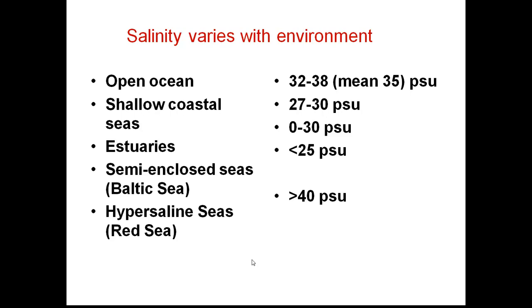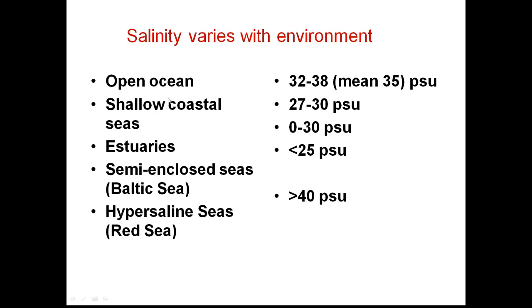And what we see is that salinity actually varies considerably around the world. And so in the open ocean, what we might expect to see is salinities that are somewhere in the range of 32 to 38 practical salinity units with a mean of about 35. So this is, I guess, what we usually think of when we think about the salinity of the ocean, somewhere in the order of 35.